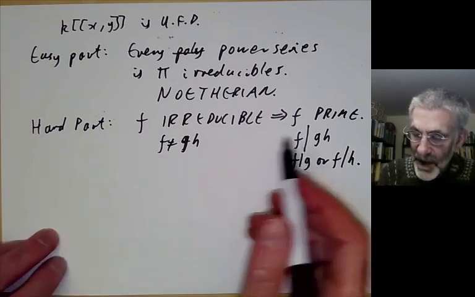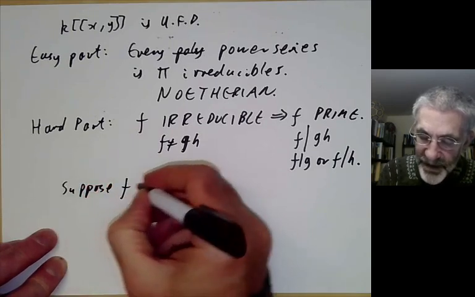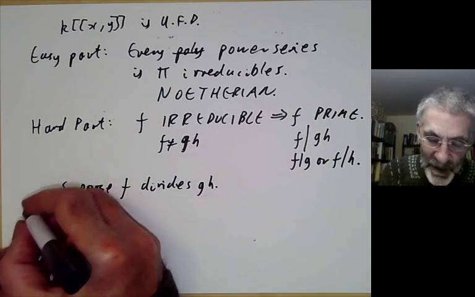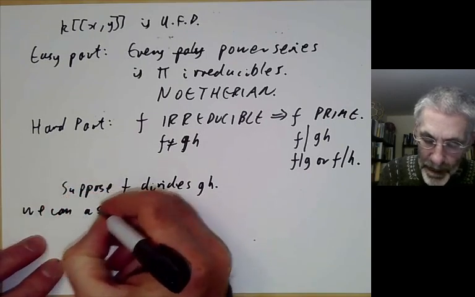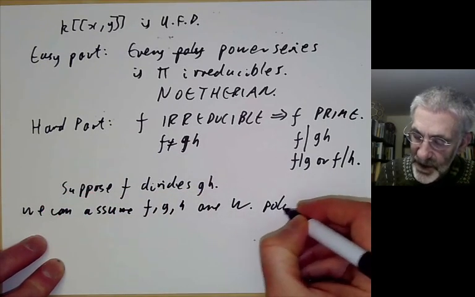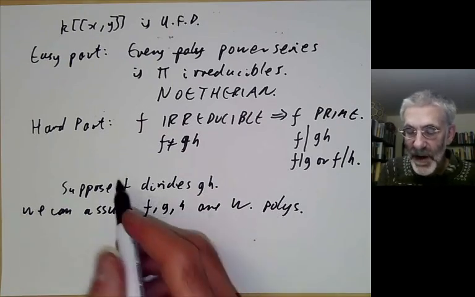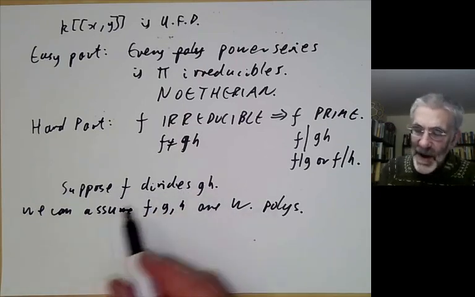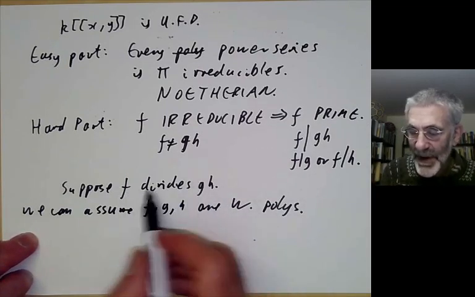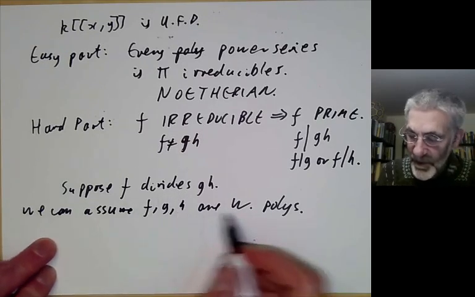So what we're going to do is suppose that f divides g times h, and now we can assume that f, g, and h are Weierstrass polynomials by the Weierstrass preparation theorem, because the Weierstrass preparation says we can arrange this by multiplying everything by units, which obviously makes no difference whatsoever to anything, and we may also need to multiply by powers of y, and that's also obviously totally harmless. So f, g, and h are Weierstrass polynomials.